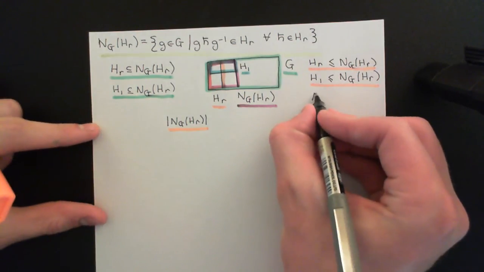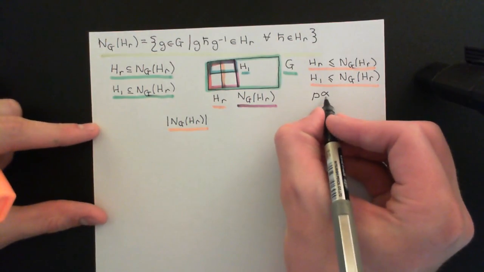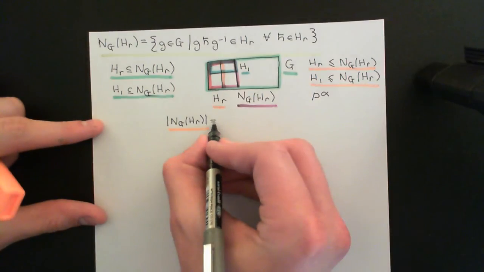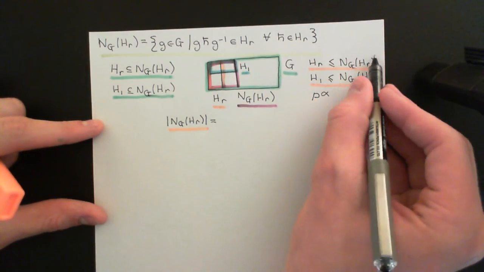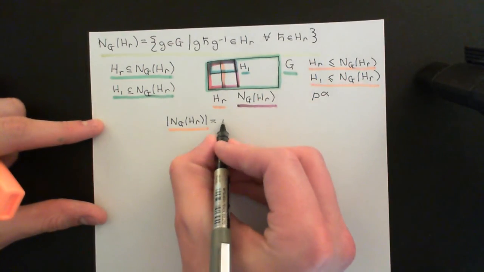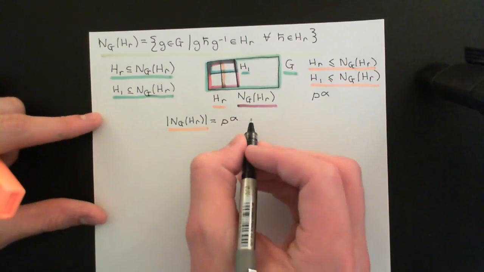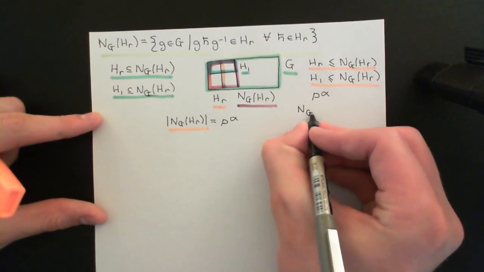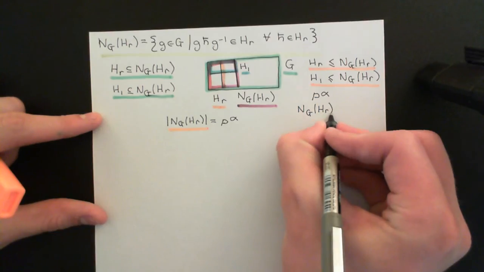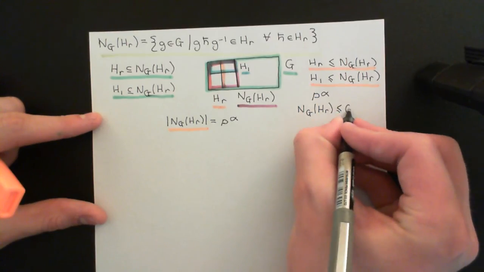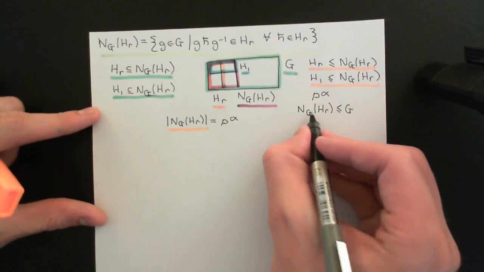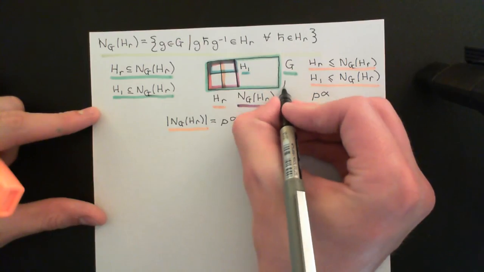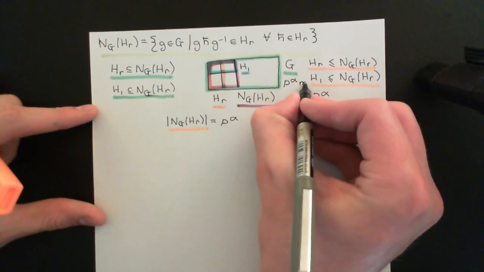Both of these subgroups have order p to the power of alpha. Okay, so that means that the order of this larger group here must be equal to some multiple of p to the power of alpha. Now it itself is a subgroup in the group capital G, so the normalizer of HR in G is a subgroup of capital G, so its order must divide the order of the group, and the order of the group, remember, is p to the power of alpha times m.